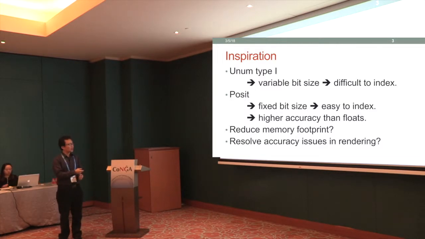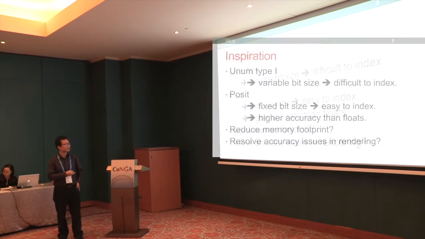So now we have a new number format called the Posit. It has fixed bit size, easy to index, and it offers higher accuracy than standard floating-point numbers. So my question is whether I can use Posit to reduce the memory footprint, since the memory limitation, the bottleneck, is a serious problem in many parallel systems, and whether we can use Posit to resolve the accuracy issues in my graphics rendering applications.